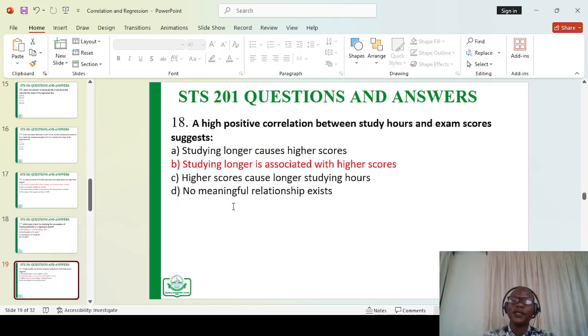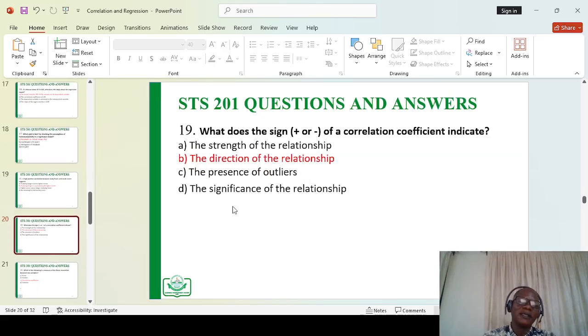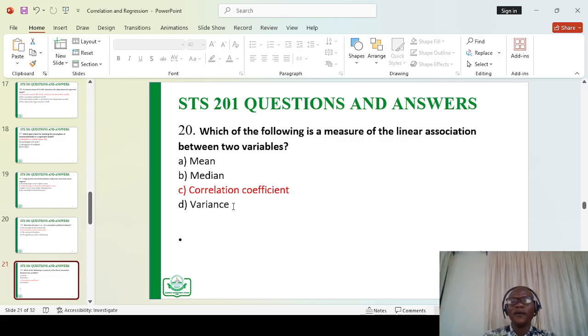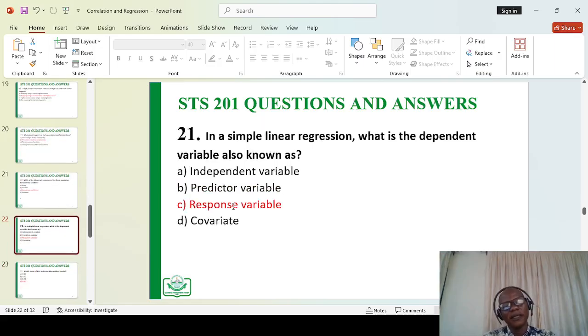A high positive correlation between study hours and exam score suggests, because it is high, that longer study hours are associated with a higher score. So B is the correct answer. What does the sign, plus or minus, of a correlation coefficient indicate? It shows the direction of the relationship. Positive means they are moving in the same direction. Negative means they are moving in the opposite direction. So B is the correct answer. Which of the following is a measure of linear association between two variables? That is the correlation coefficient. So C is the correct answer.